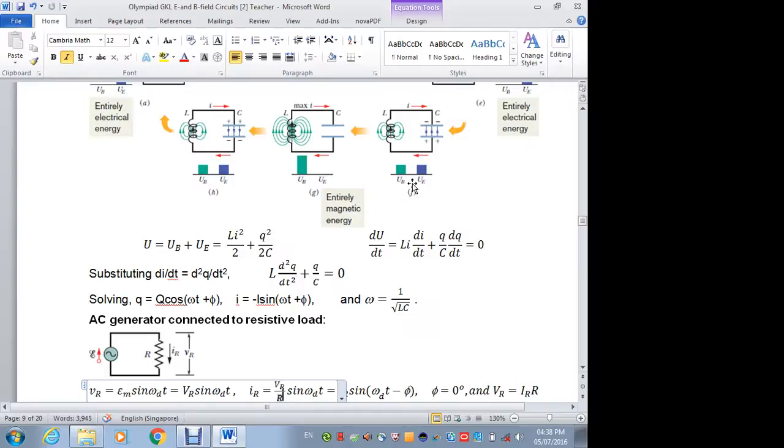Now, if you want to find the current through the resistor, you just take VR divided by the resistance. You will get VR over R sine omega_d t, sine omega t. That's because I is equal to V over R. This one is simple, right?